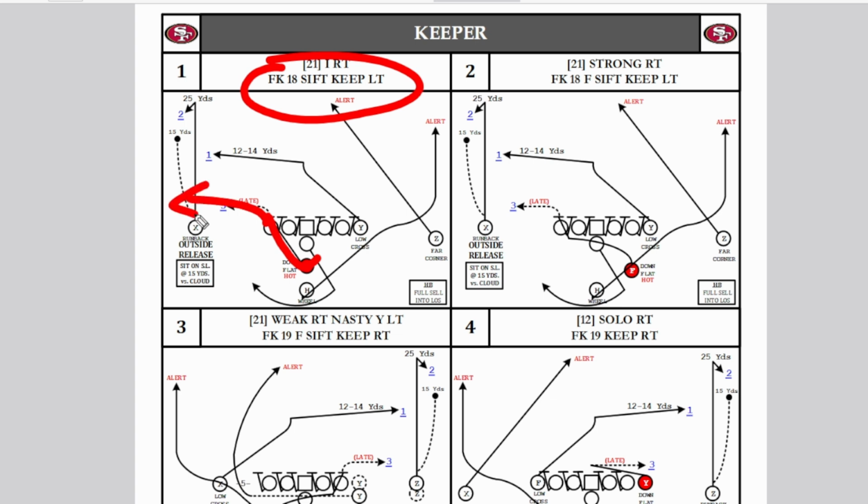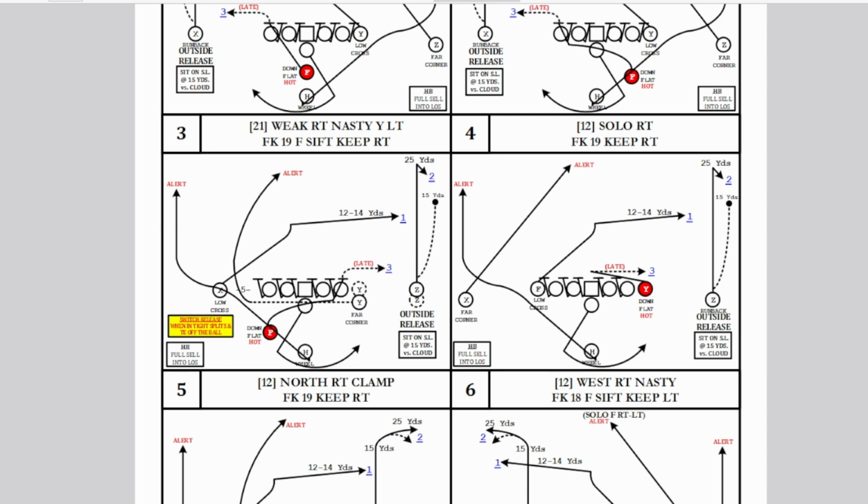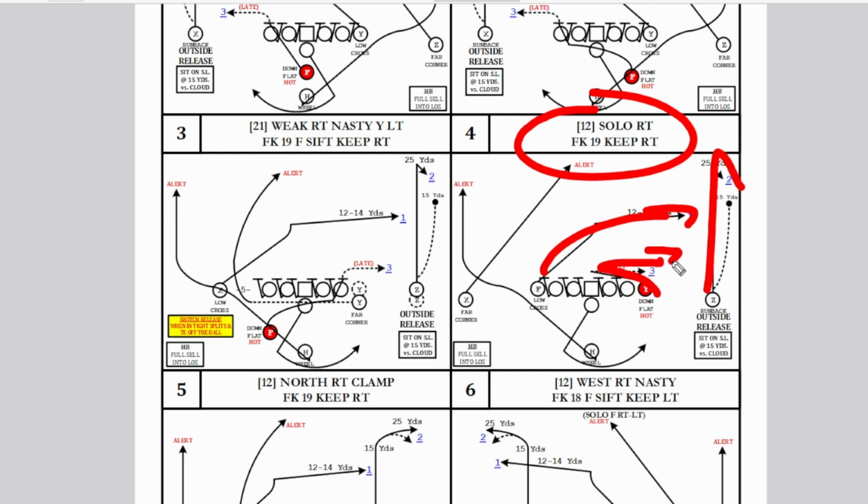All right. And there are some other examples here from some other plays. So this is from a variety of plays from their install from that year. You'll see it come out of solo as well. We have this exact same play. So we're going to work the solo right, fake 19, keep right. All right. So our first option is the over route. Then we've got the comeback, and then we're going to have this down flat action here.